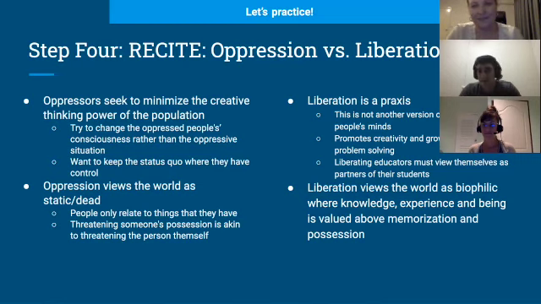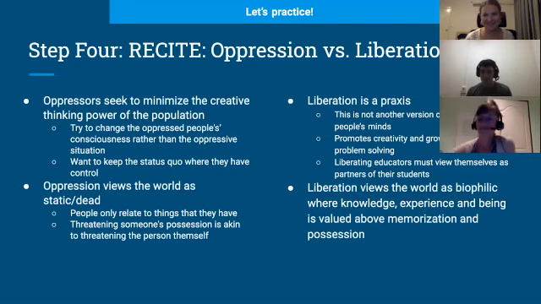And then on the other side of things, I think a big point here was that liberation is a praxis, right? It's not another version of deposits, right? You can't teach liberation in the same way as the banking style. I think Einstein said we can't solve the problems by using the same kind of thinking we used when we created them. So I think it's another example of that.